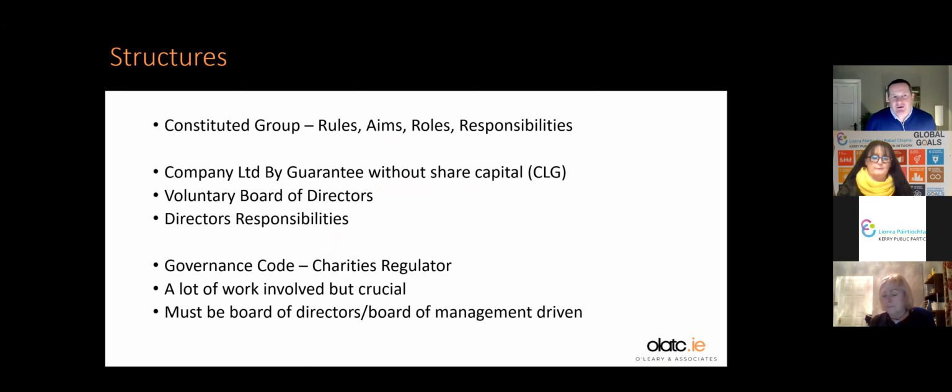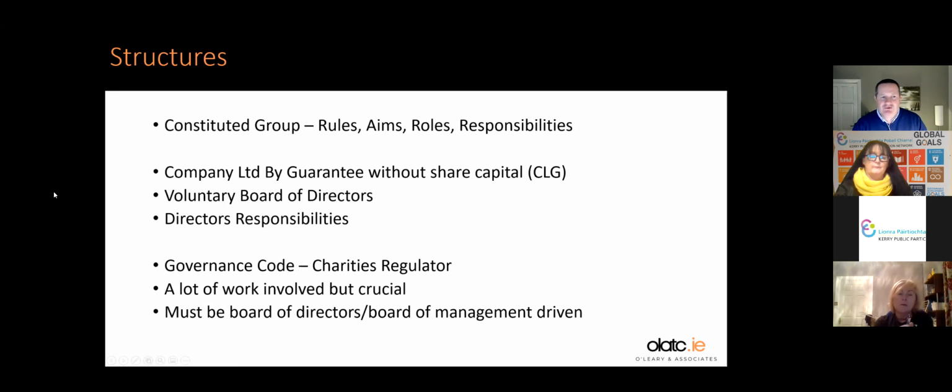So the first thing we look at is structures. You're all more than likely at this point structured as companies limited by guarantee without share capital. You might have a constituted group, so just a normal community voluntary organization working under the rules, roles and responsibilities that are outlined in your constitution. But if you are a company limited by guarantee without share capital, that's probably the structure you want to be aiming towards anyway if you're developing large scale projects.